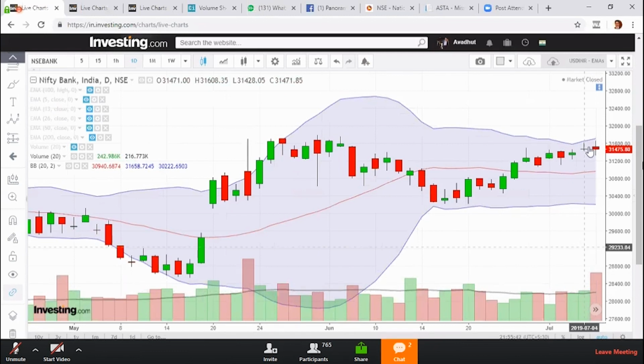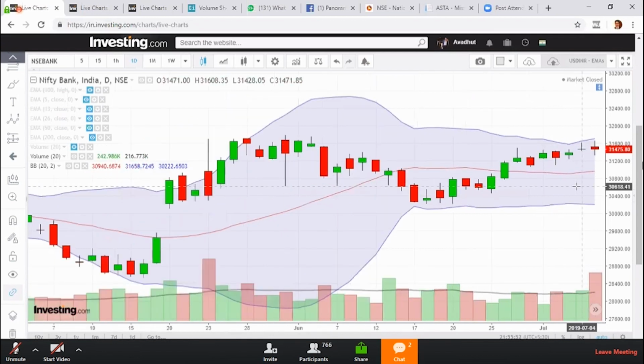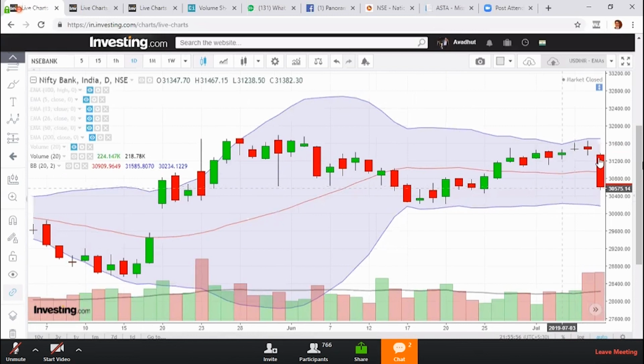So this was literally, my antenna started. I was watching, preparing for a fall. And the next day, what happened? There was a gap down.